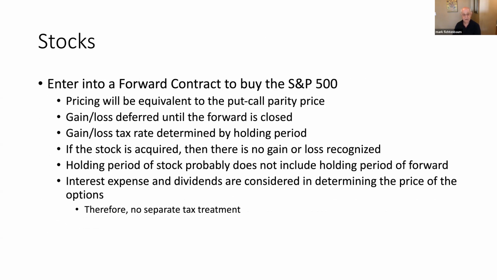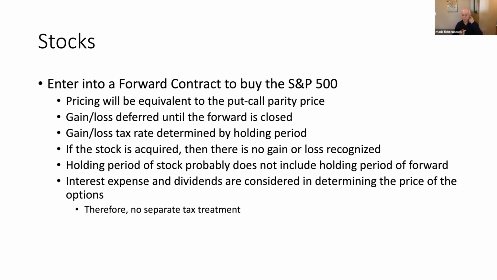All right, but now we enter into a forward contract. Well, for tax purposes, there's no gain or loss recognized until the forward contract is closed. And once again, if we sell out of our forward contract, then we're going to have a gain or loss with respect to the forward contract, and that's going to be long-term or short-term, depending on the holding period of the forward contract. If we actually take delivery of the underlying property, that's a non-taxable event. So there's no gain or loss recognized.